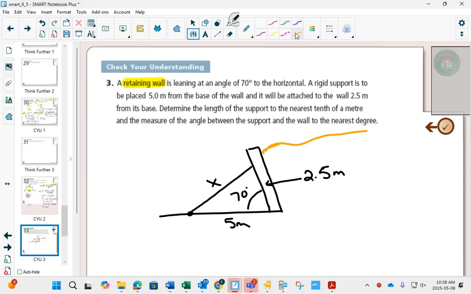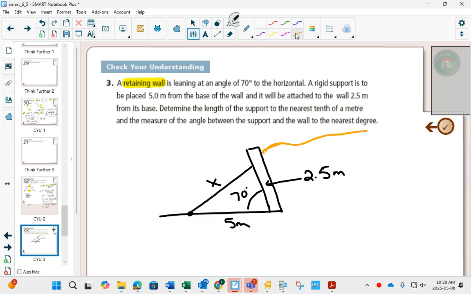Can I use SOHCAHTOA? I could when they first built the wall. And then the dirt bent it over, and that totally ruined my SOHCAHTOA. They probably built it straight up to start, and then over time, the weight of the dirt pushed it and bent it over. So I can't use SOHCAHTOA.